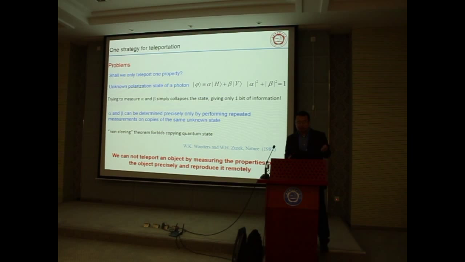For example, let's consider the polarization state of a photon. Trying to measure this state will make it collapse, and we can only get partial information with one measurement. If we want to get the full information, we need several copies and make several measurements. But that is forbidden by the quantum no-cloning theorem. So we have this conclusion: we cannot teleport an object by measuring the properties of the object precisely and reproducing it remotely.